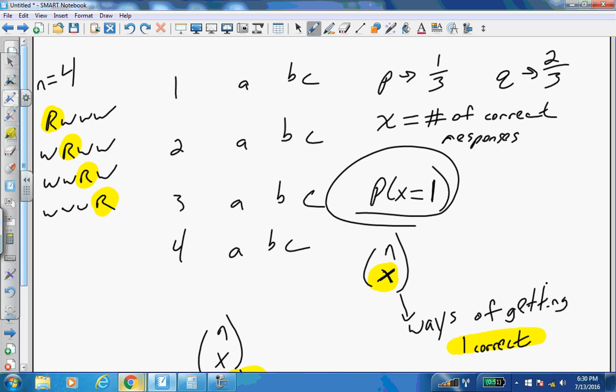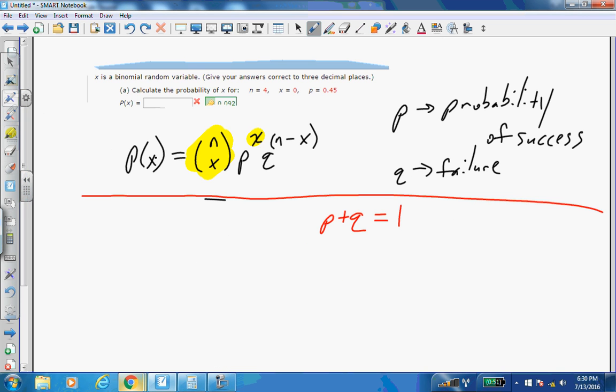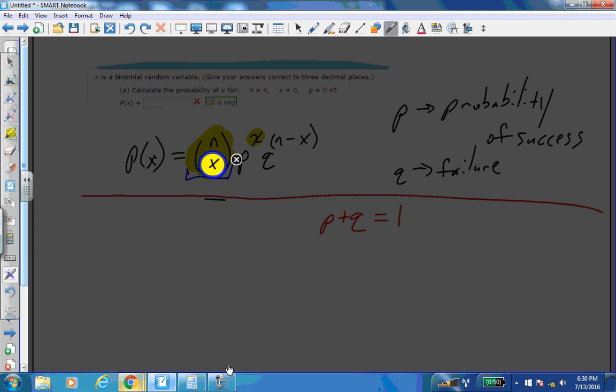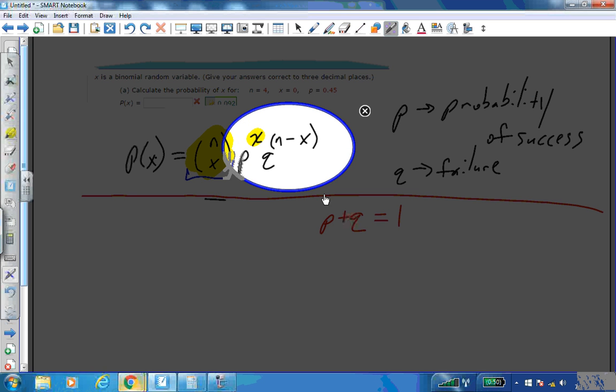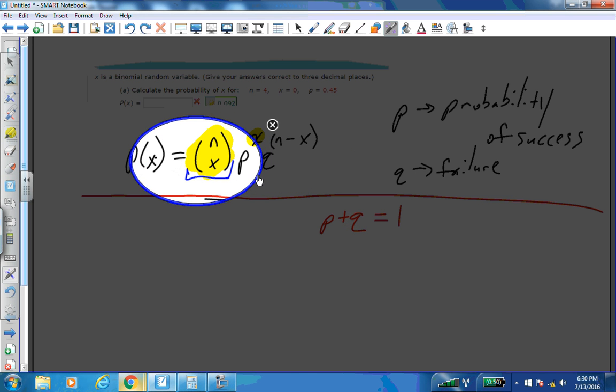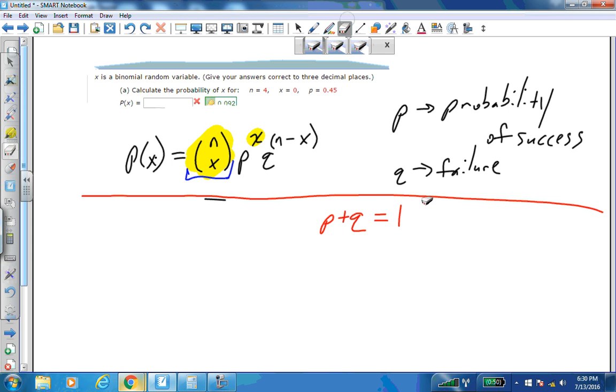So again, the first piece tells us how many different ways there are of having this number of successes. This portion calculates what's the probability of one of those events happening. So that accounts for lots of different ways of it happening. So let's go back to our problem.